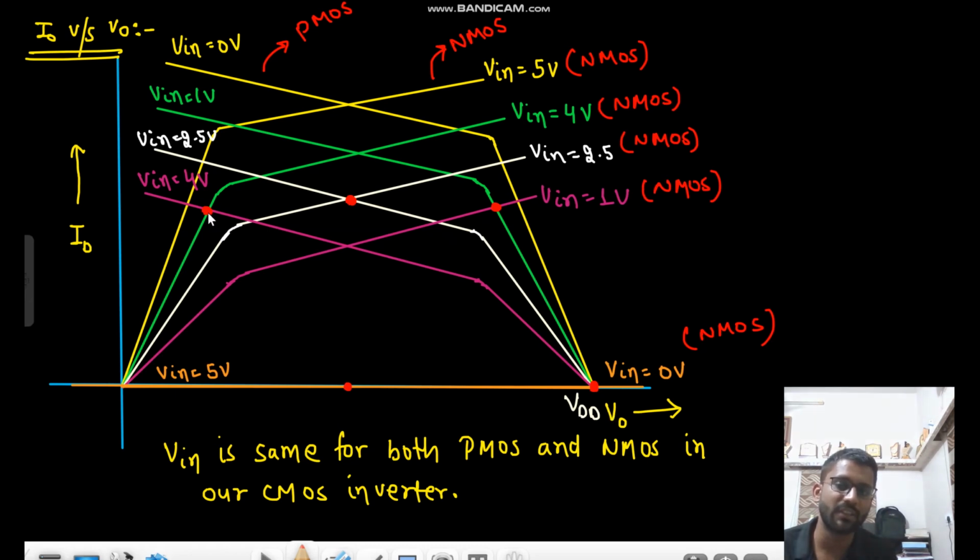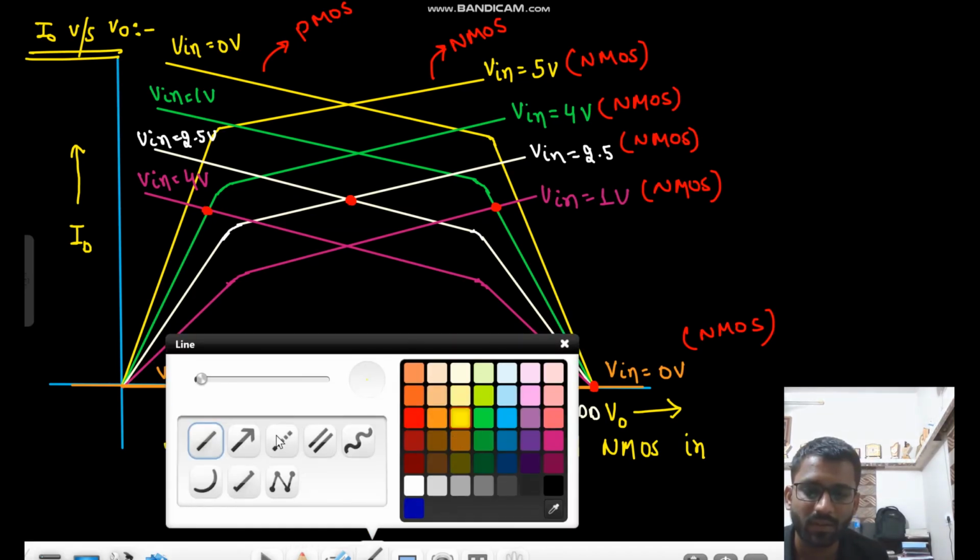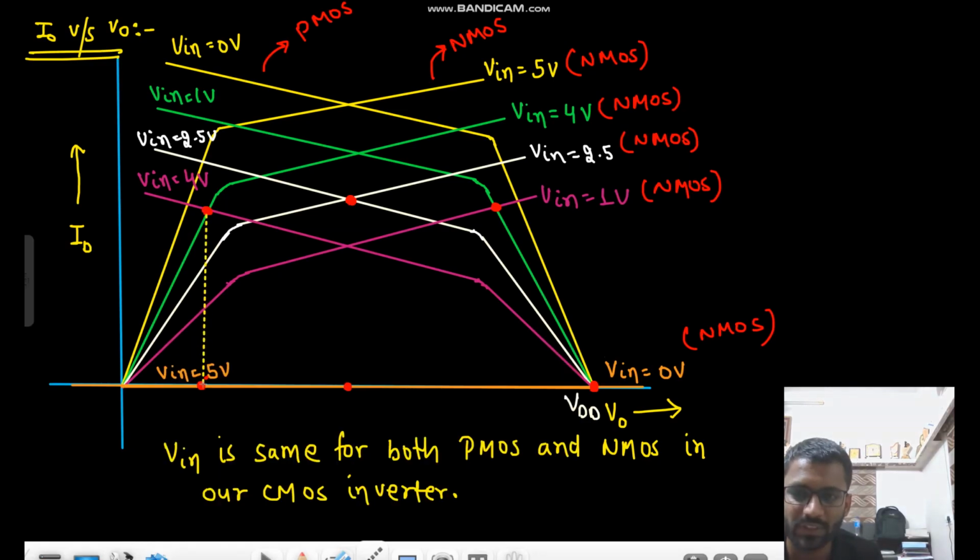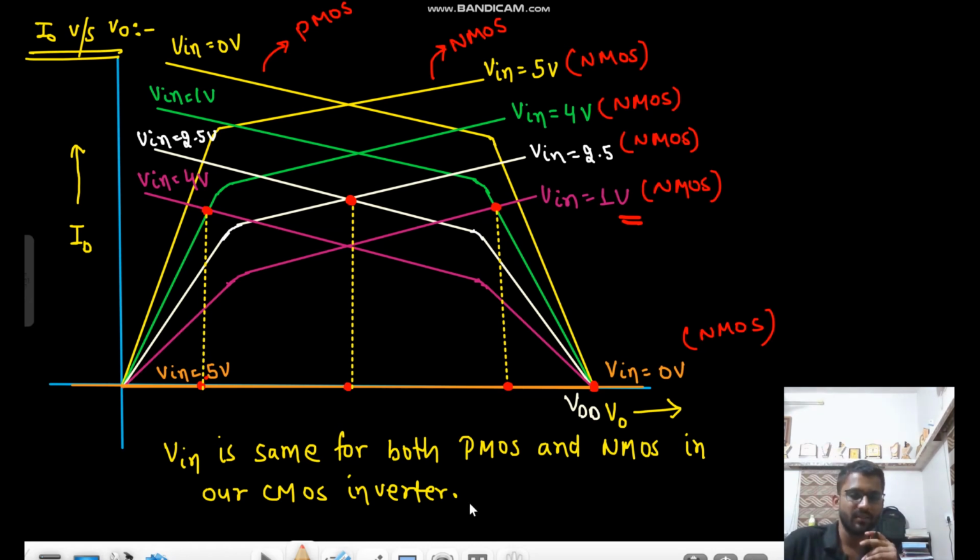And in this case for 4 volts, this was cutting here. So what was the V0 value? This was lesser than VDD by 2. So for Vin greater than 4, this was the value of V0 we were getting, and here this was the value of V0 we were getting, right? So for Vin equals 1 volt, we are getting V0 to be high. This is VDD by 2, right?